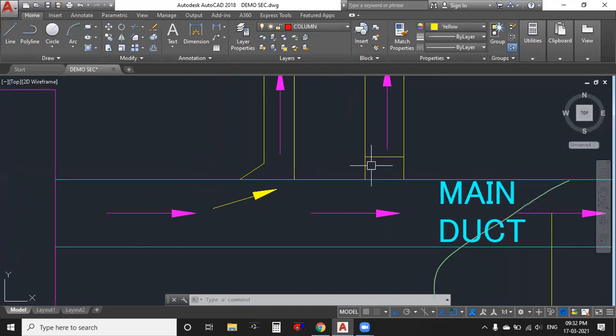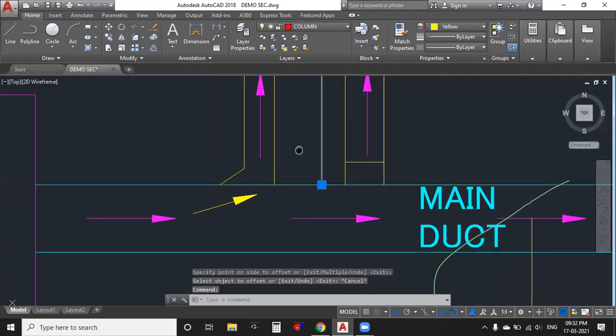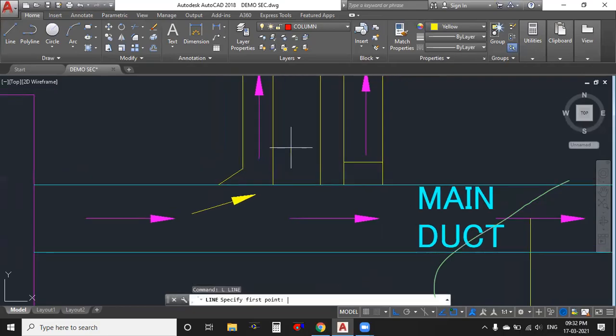Left side. Left side duct again, half set 150 mm. So this is a reference line. After that, L enter, line. From this point to this point, make a line. Then you delete this reference line. E enter, erase. TR double enter, trim. Just trim this one.